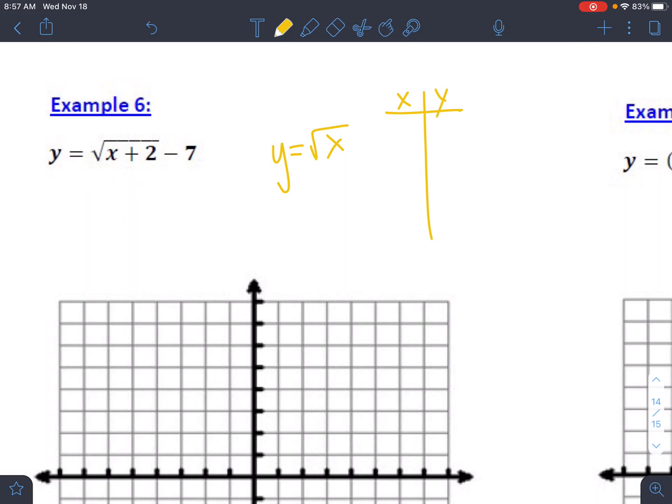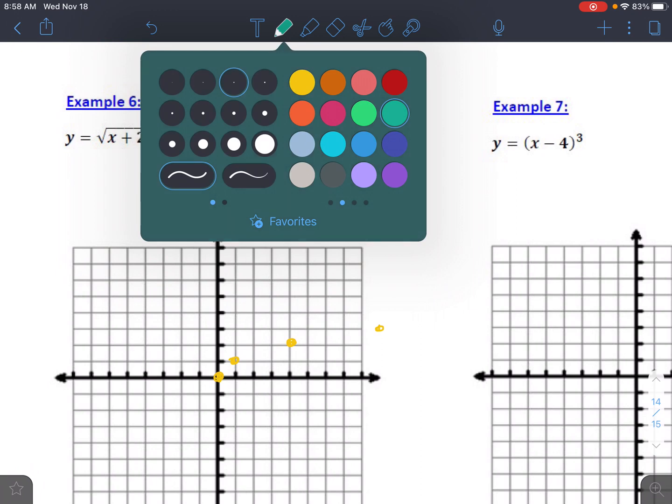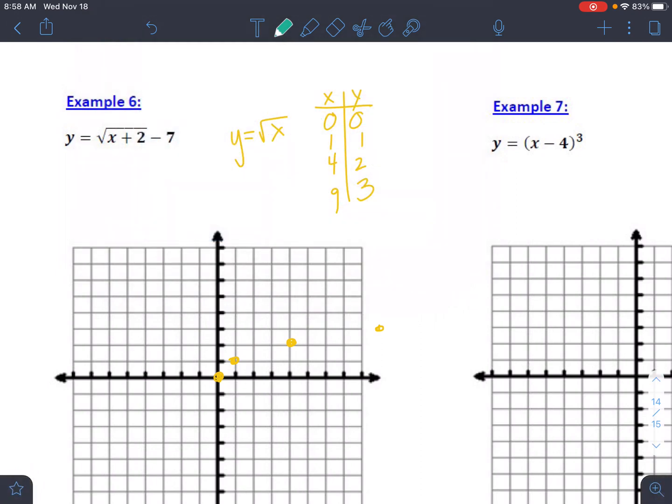And again, knowing these parent tables is going to make your life so much easier. I plug in 0, 1, 4, and 9 typically. Square root of 0 is 0, 1, 2, and 3. I cannot plug in negatives, so I want to be careful. And this is my graph right now, 4, 2. Unfortunately, this is 8, so like 9, 3 is over there. Okay. And again, we always just try to plot as many points as we can. Typically 5 is a good number, but for square root, sometimes it's less.